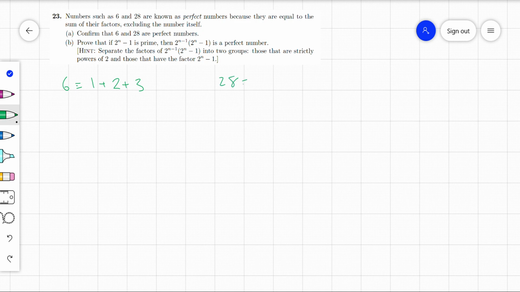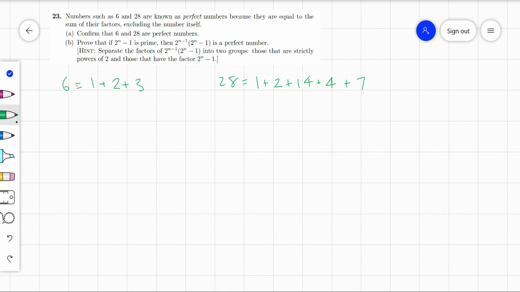28, let's check that one. So we have 1 and 28, but we don't include the 28. 2 and 14, no 3s, 4 and 7. So if I add all those together, you'll see we get 28. So they are called perfect numbers.